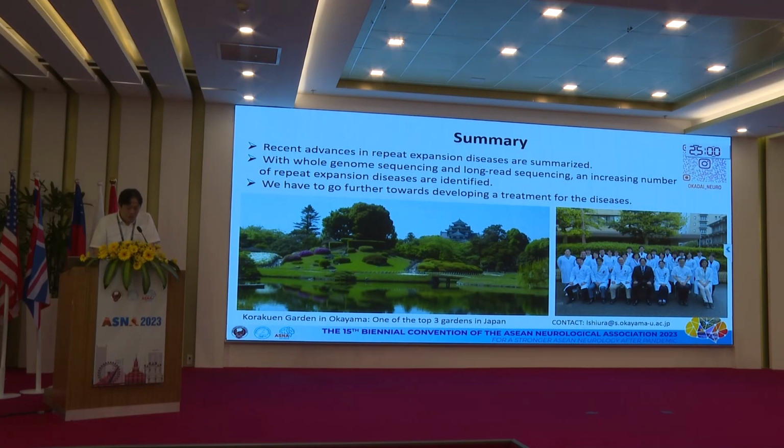Korakuen Garden is a famous garden in Okayama. This is one of the top 3 gardens in Japan. And if you have a chance, please visit Okayama. So thank you very much.